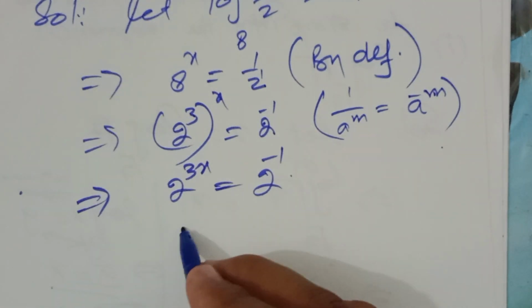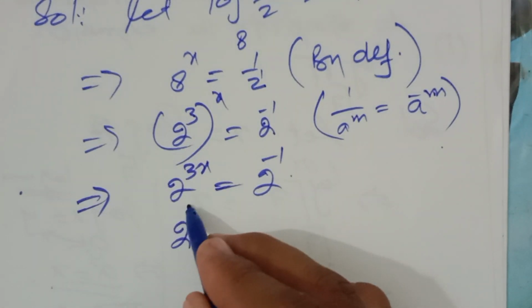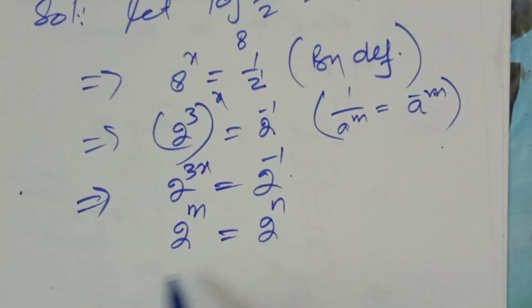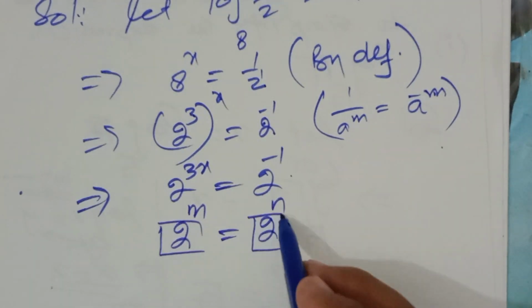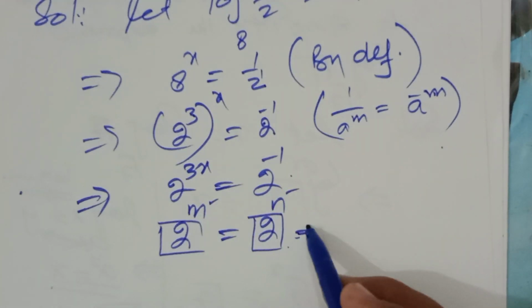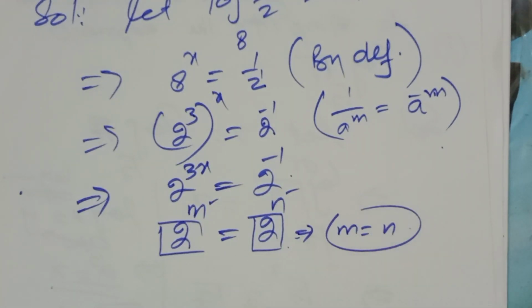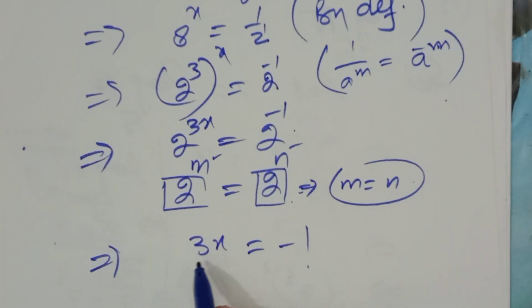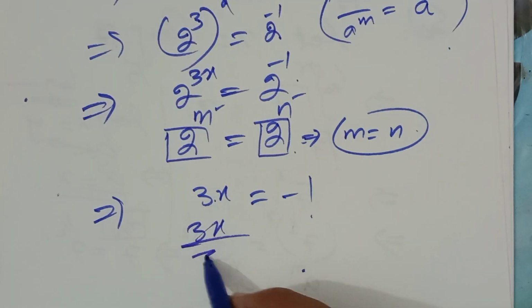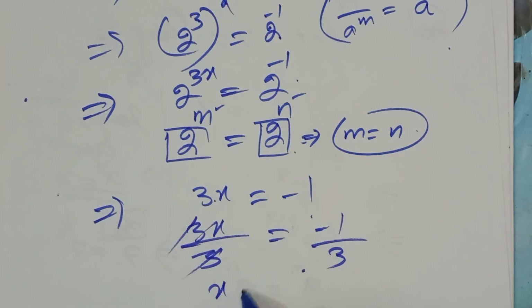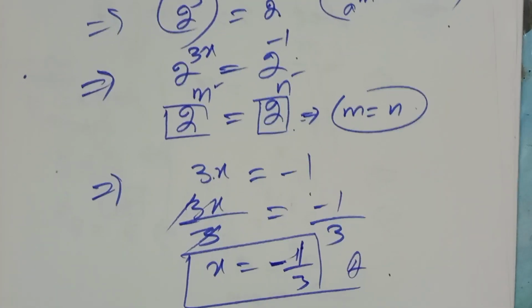If we have 2 raised to power m and 2 raised to power n, bases are same, then we can compare its exponents. So m equal to n. So by this definition we can say that 3x is equal to negative 1. 3 is the coefficient of x, so we will have to remove it by opposite operation. Here is multiplication, so we will have to divide 3 on both sides. So 3x divided by 3, negative 1 divided by 3, so we get the value of x, which is negative 1 over 3, which is the required answer of unknown x.